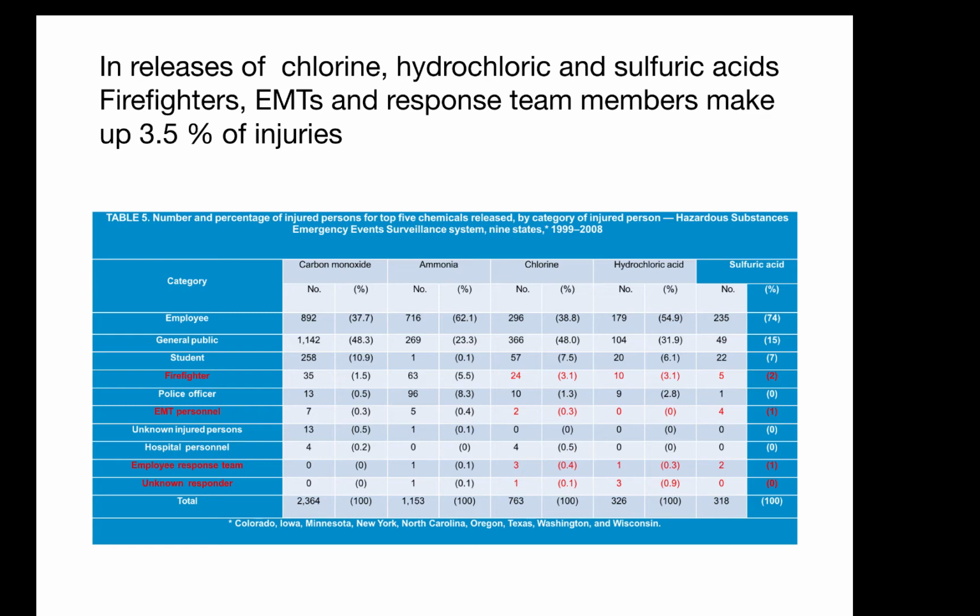In the industrial setting, we're at an advantage because typically we know what we're going into. But as a previous slide said, some of these are transported, particularly the chlorine and hydrochloric acids, and so you may run into those in highway or roadway accidents. Most events involving chlorine, hydrochloric, and sulfuric acids, however, will be at fixed facilities and industry, so that's going to be an advantage for us.